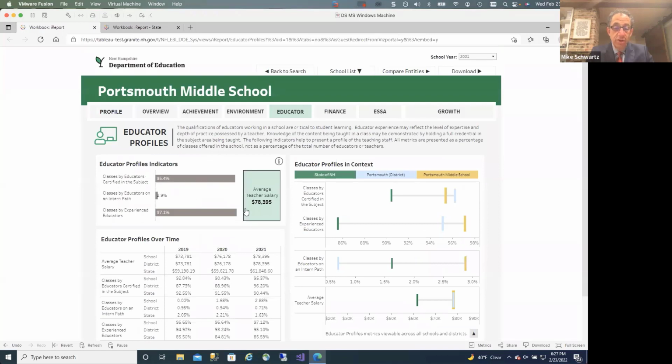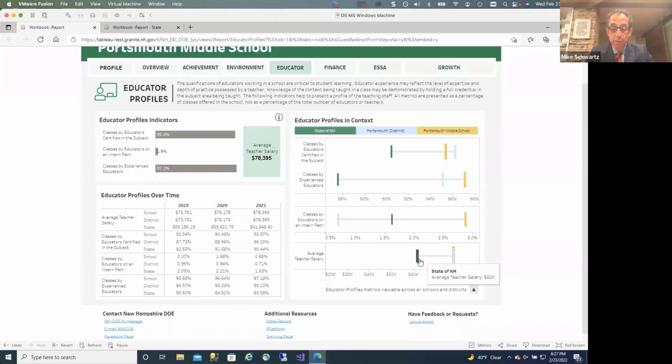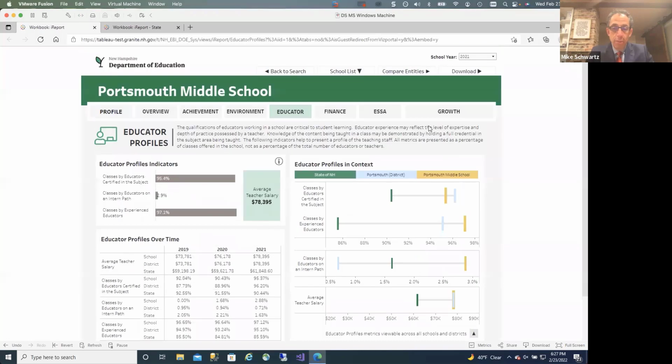The other thing you see here is cost, average teacher salaries. So you'll see that, and you can see that again over time. You can see how it compares to the entire state as well. So the state, 62,000 on average, Portsmouth is 78,000 on average.